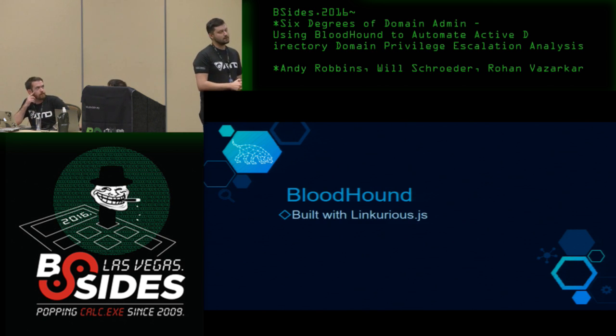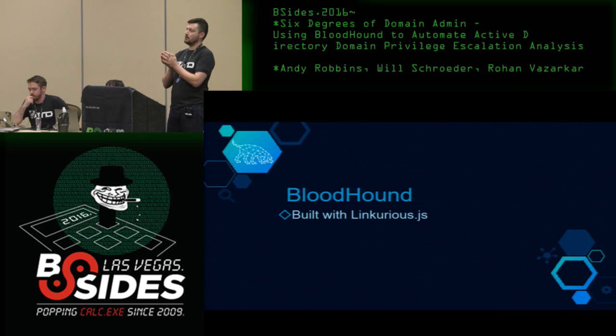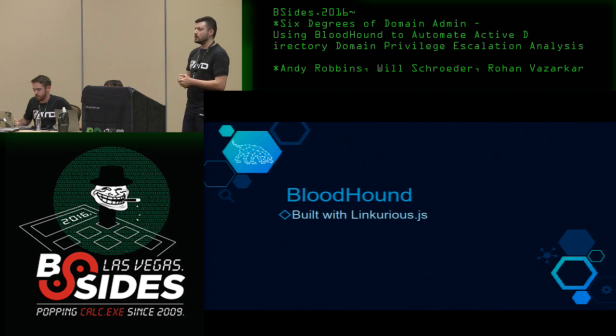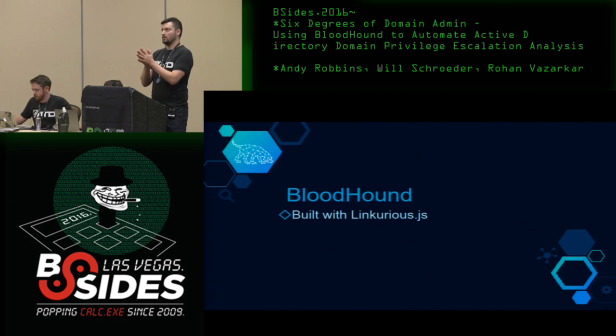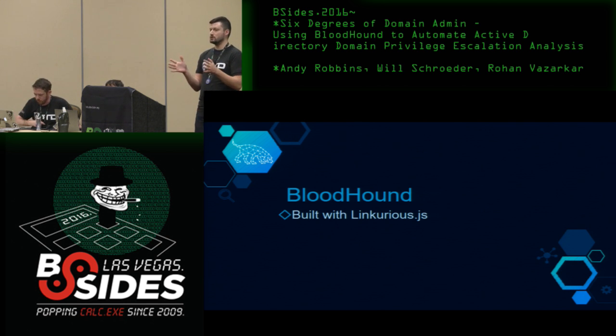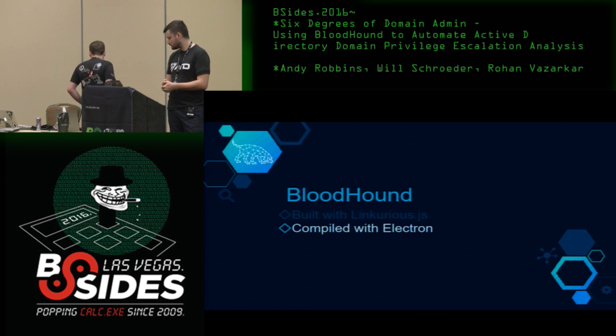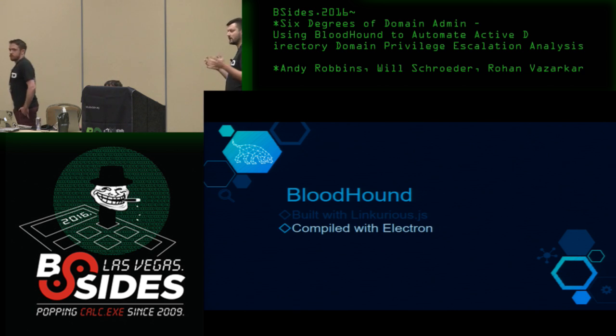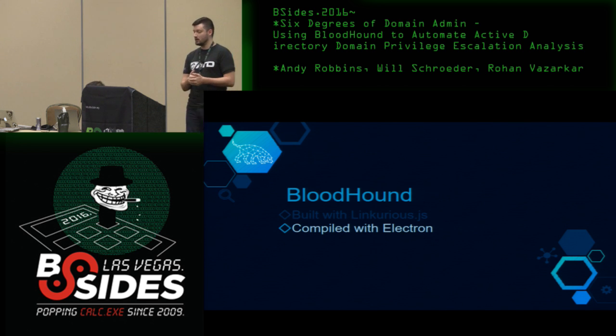The first item on here is that BloodHound is a web application that is built with Linkurious.js. Linkurious enabled us to quickly prototype and get the thing into a usable state without becoming experts in D3 or Sigma, which are the most widely used graph drawing libraries for JavaScript. Next, we stuff everything into an Electron binary, so it is platform independent. It doesn't require a web server to use. We're trying to make it as operationally friendly to use as possible.